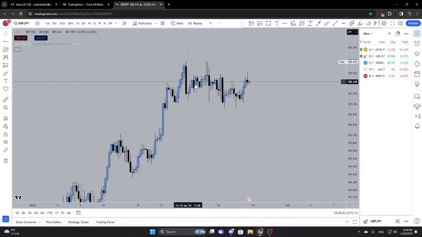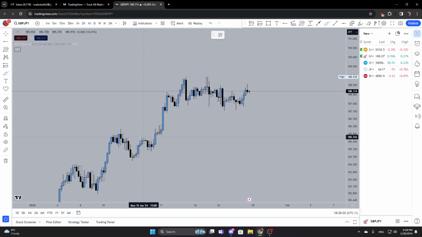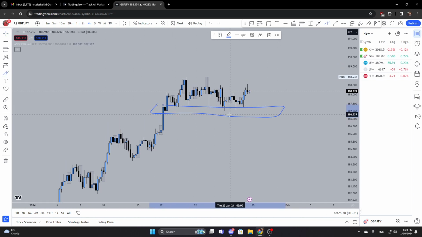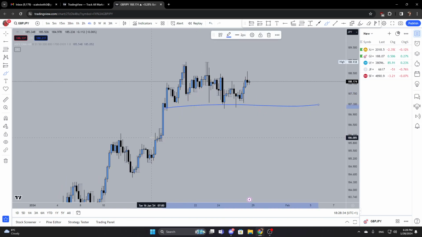Now you break it down on the 4 hour, and here you have more structure to play with. So let's say, for example, we have this support right here that's respected a couple times. What if we break down? Where could we go to? Well, you have this whole area, right?